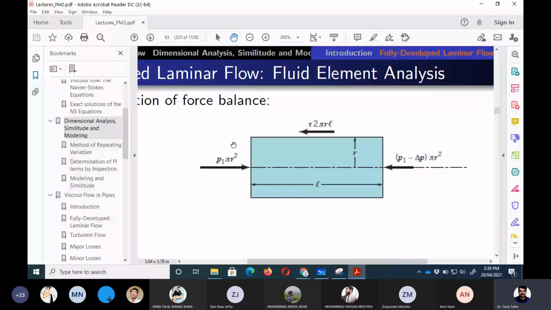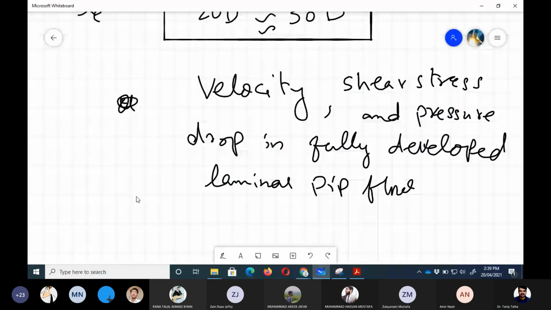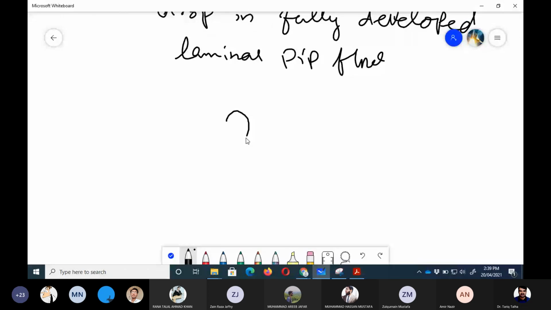So let me draw it here. This element is something like this. So this length is L, and only this thing is r, which is the radius.